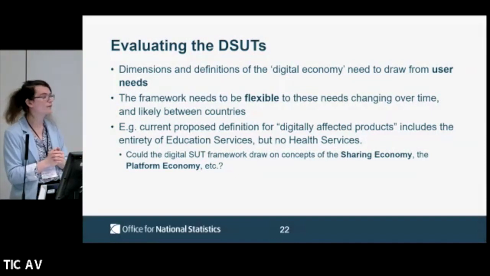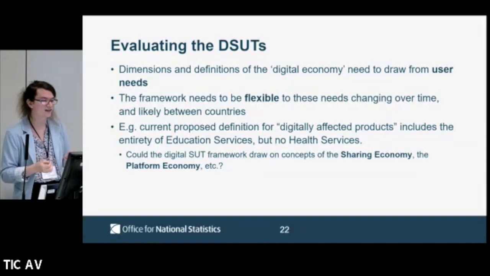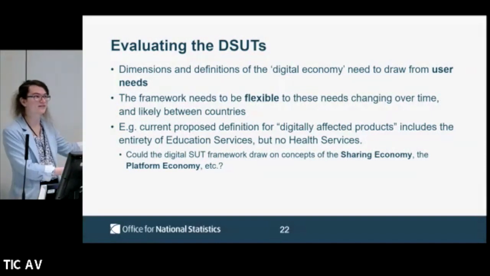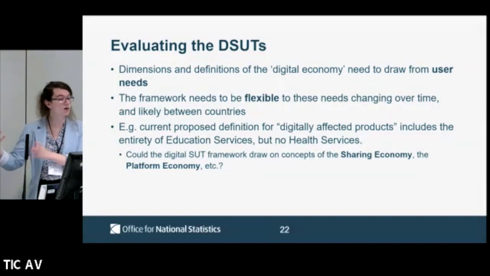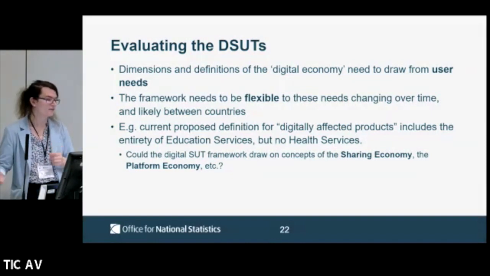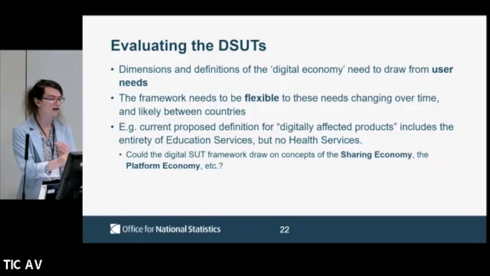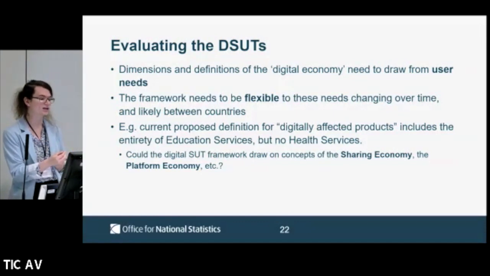And it's one that we did look at for our research recently. There's some guidance out there about which products are digitally affected. But for example, that guidance included the entirety of education services as being digitally affected, but none of health services, which during particular points in time, I could see arguments for it, I could see arguments against it, but such a broad concept can be a bit unhelpful to users. And we see having these more specific definitions about something like the sharing economy, which has a specific idea of how these areas of the economy are being digitally affected, could be a more productive way of incorporating them into the framework.